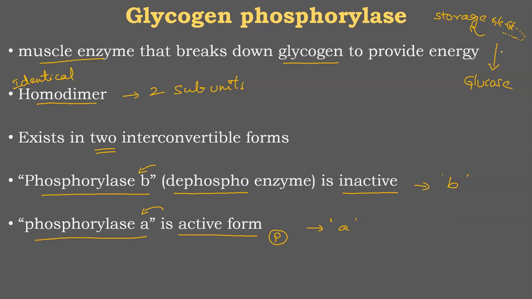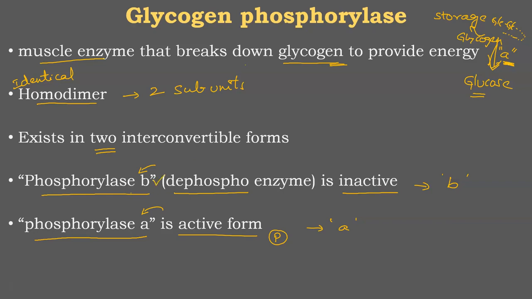If the glycogen phosphorylase A form is active, it could catalyze this reaction. What is the function of glycogen phosphorylase? We already know that glycogen phosphorylase is the enzyme which breaks the glycogen to provide energy. So this enzyme breaks the glycogen into glucose molecules. For that, glycogen phosphorylase A is functional but not B.